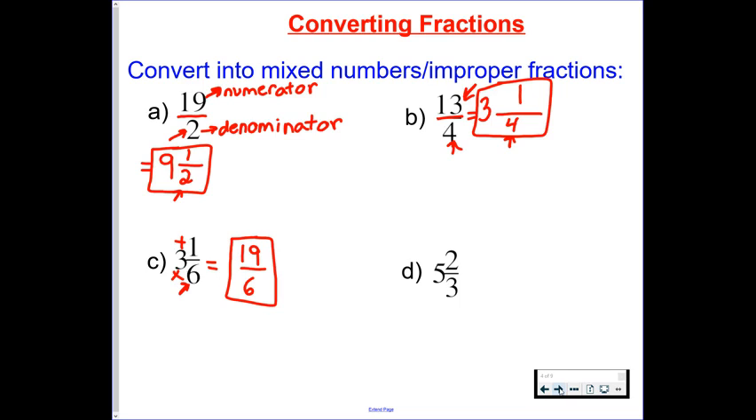Let's come over here and do this next one. Same thing, the denominator does not change. Still is a 3. To get the numerator, I'm going to multiply 3 times 5, which is 15, and add 2 to make 17. Okay, so that is how you convert mixed numbers to improper fractions and vice versa.